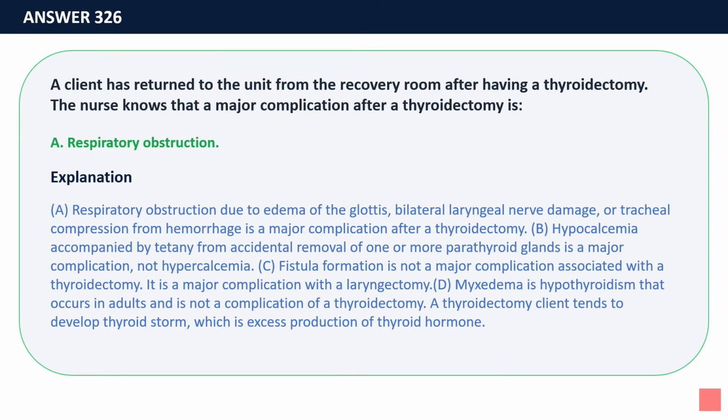Respiratory obstruction due to edema of the glottis, bilateral laryngeal nerve damage, or tracheal compression from hemorrhage is a major complication after a thyroidectomy. B. Hypocalcemia accompanied by tetany from accidental removal of one or more parathyroid glands is a major complication, not hypercalcemia. C. Fistula formation is not a major complication associated with a thyroidectomy. It is a major complication with a laryngectomy. D. Myxedema is hypothyroidism that occurs in adults and is not a complication of a thyroidectomy. A thyroidectomy client tends to develop thyroid storm, which is excess production of thyroid hormone.